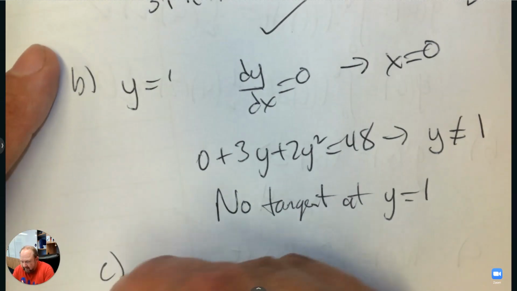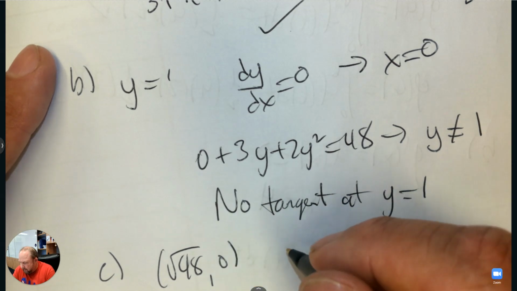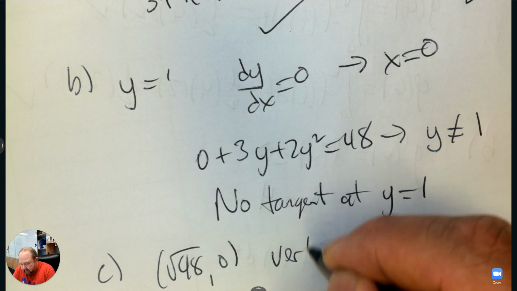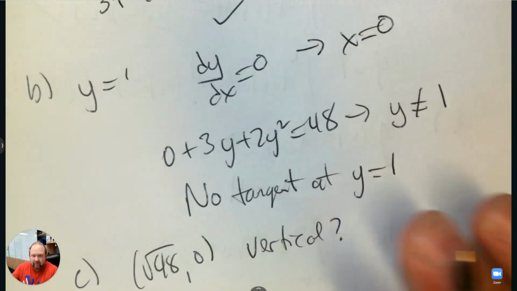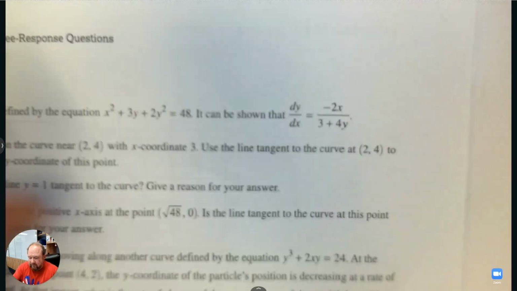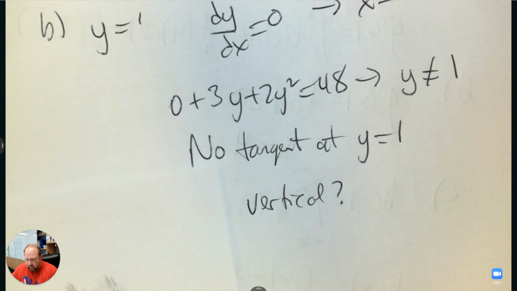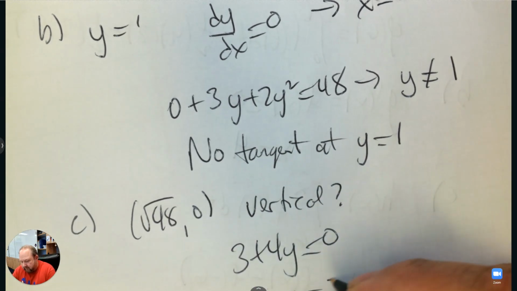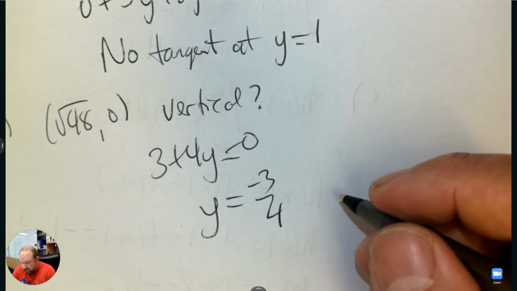Okay, part C, again awkward. They give you the point root 48 and 0. Is the line tangent to the curve, is it vertical? To understand a vertical tangent means the derivative is undefined. So it's the denominator, which is 3 plus 4y. If you make it equal to 0 and solve it, you get y equals -3/4.